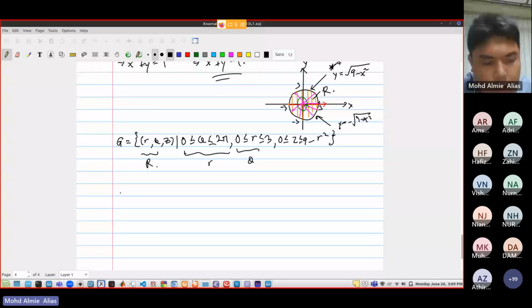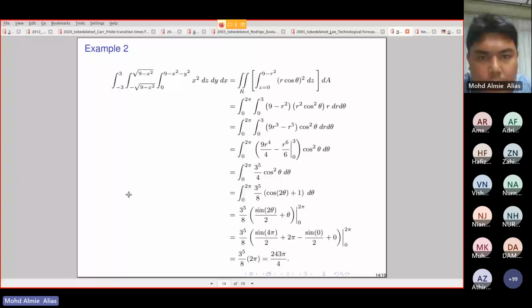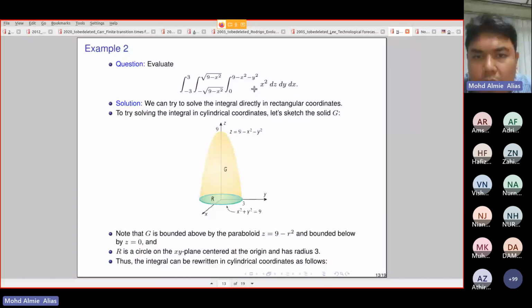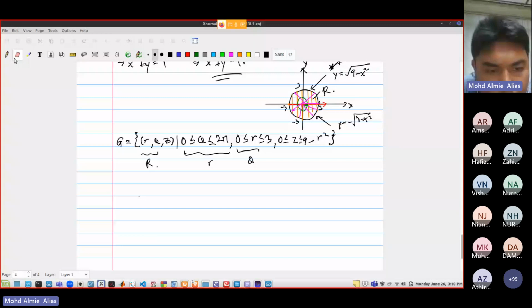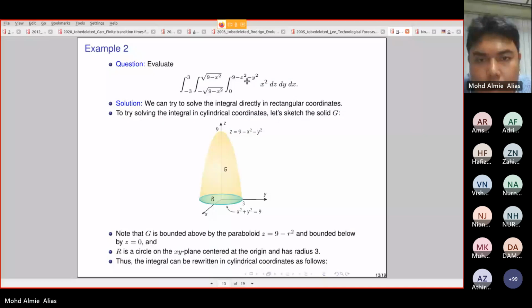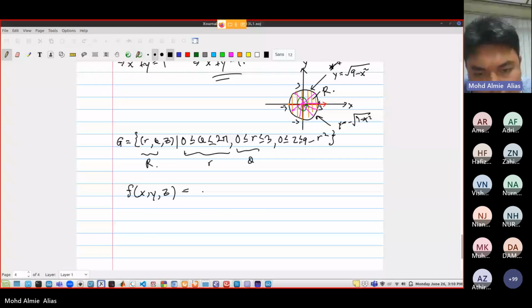And then you want to integrate to find the volume. Actually, not to find the volume, but to integrate this. So this is your f. Okay, so we just erase this. You have f of x, y, and z equals x squared, which means you can convert it in terms of r, theta, and z, which equals r cos theta squared.